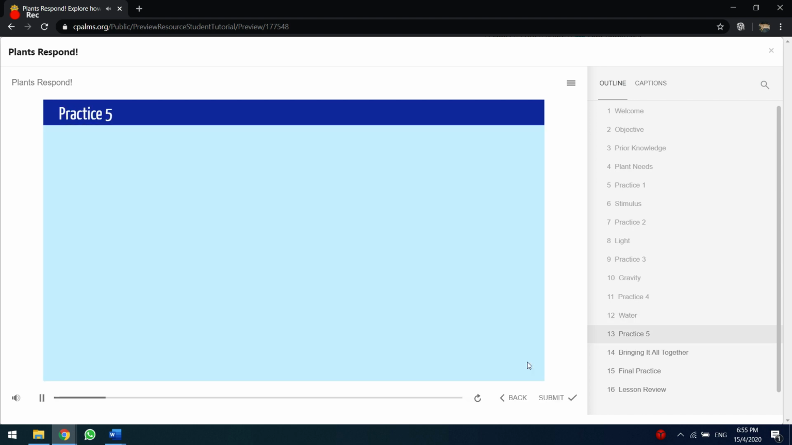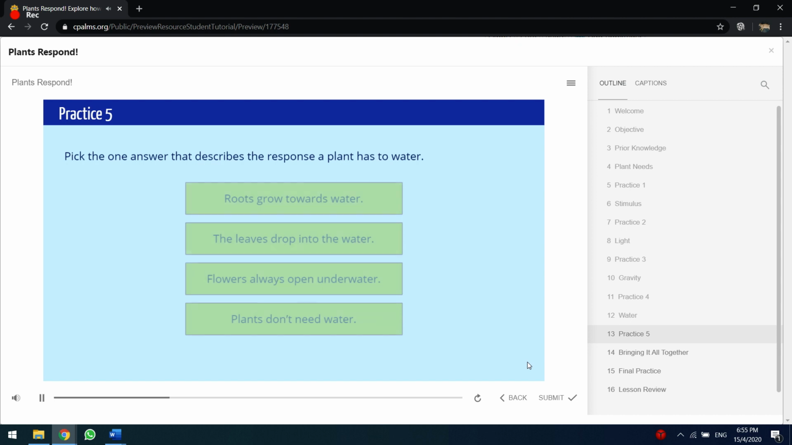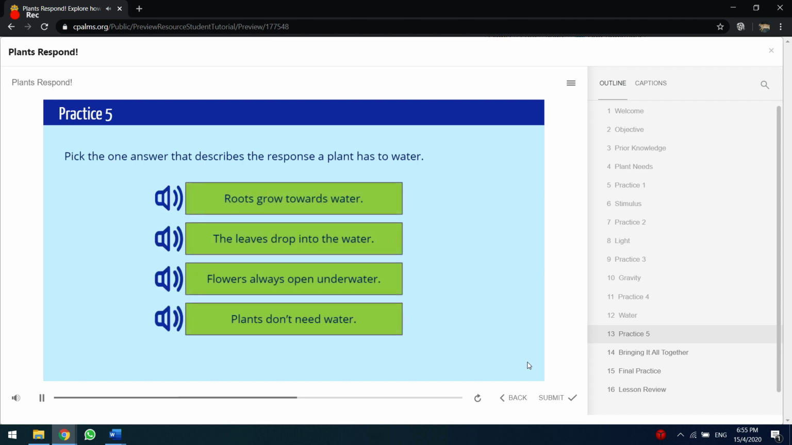Let's practice what we know about a plant's response to water. Pick the one answer that describes the response a plant has to water. Click on the audio icons to have each choice read to you. Click Submit when you've completed your answer. Roots grow towards water.